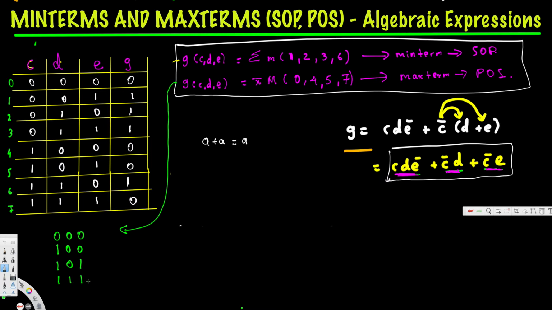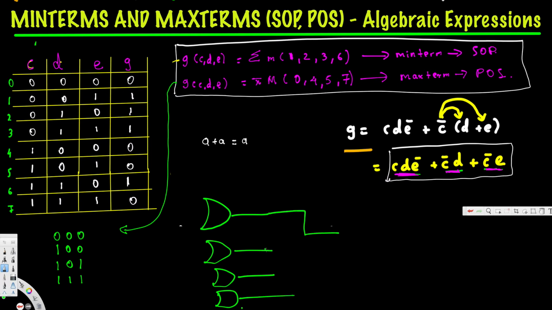Now let's create the diagram for this one. We are going to have four OR gates, and all of them are connected to an AND gate. So this is for max term. If you talk about min term, this is opposite: all of them are AND gates connected to an OR gate. When you talk about max term, all of them are OR gates connected to an AND gate.